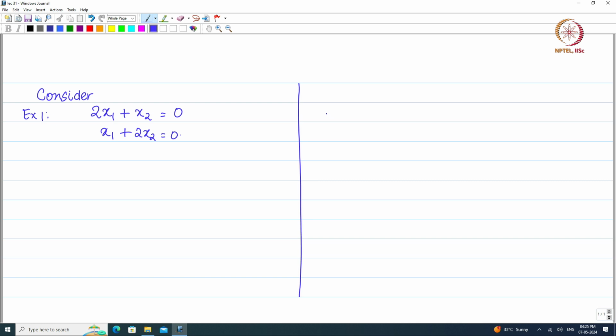And alongside I am also going to consider a second example, example 2: 2x1 plus x2 is equal to 0. The second equation is also 2x1 plus x2 is equal to 0. I am going to look at these two examples, and of course we will take up a general 3 by 3 matrix after this, and then any m by n matrix. So, let us look at this.